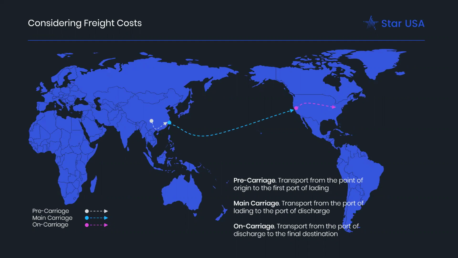Meanwhile, main carriage can be handled by either party. Basically, all freight forwarders worldwide have the capability to do the main carriage piece, and it's really just a question of who has the best advantage there. So pre-carriage is usually for the seller, on-carriage for the buyer, and the main carriage can be done by either.